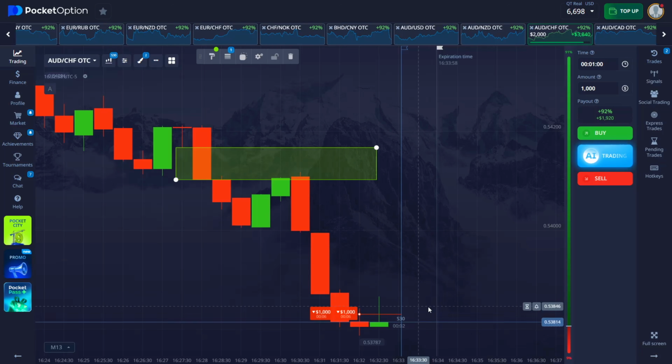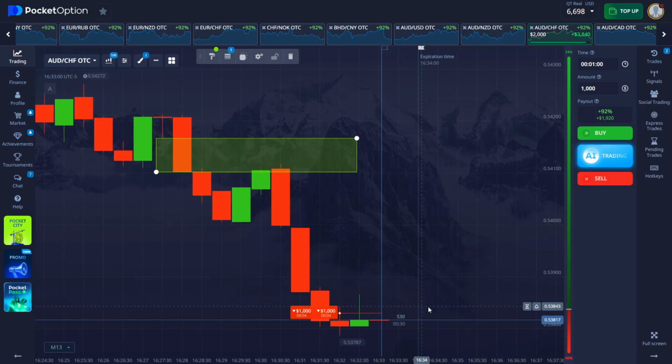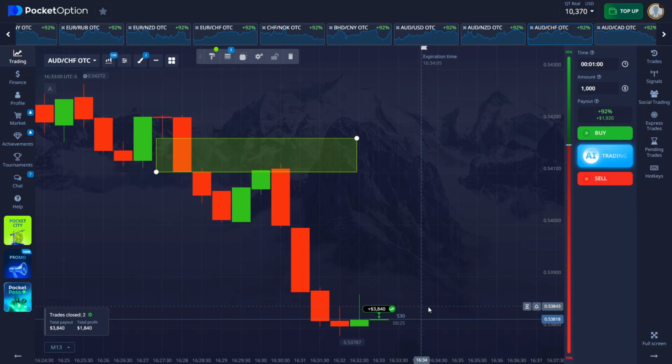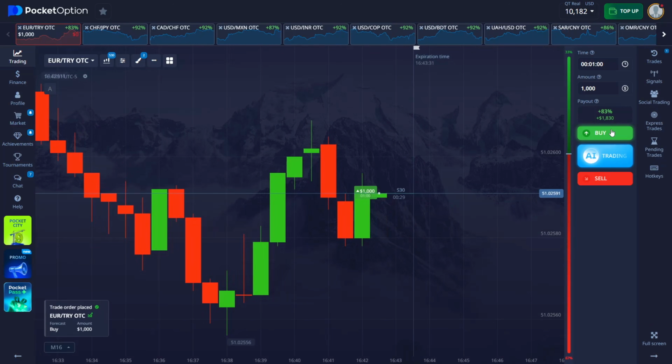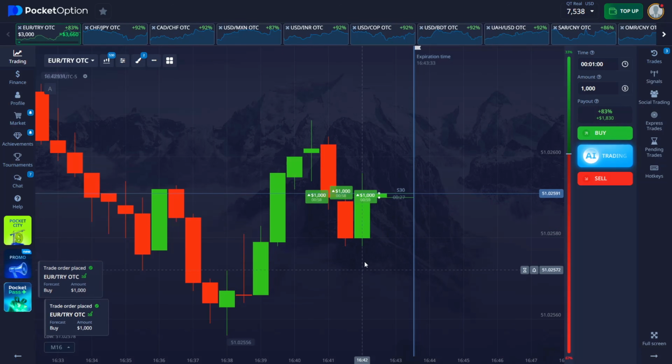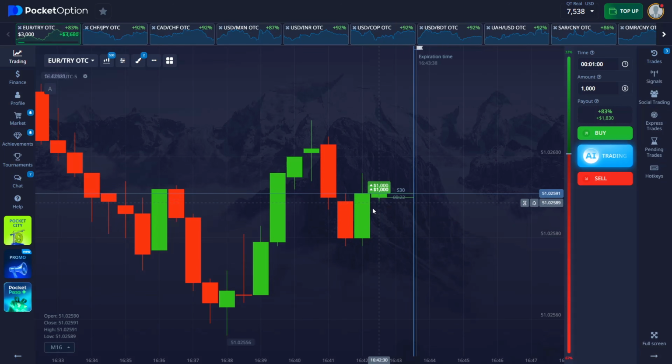Come on, beautiful. Oh, I have more time on the clock. Okay, nice. Alright, so I'm gonna continue with the buyers right here because I see this inside gap, I see the engulfing candle, I see so many things.